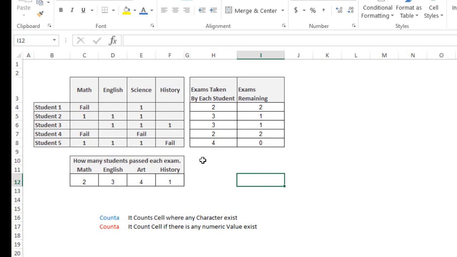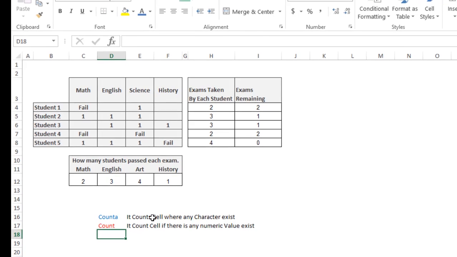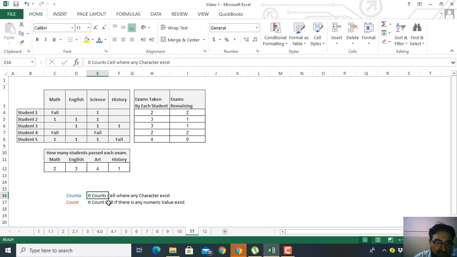So in this sheet number 11, what is important is the COUNTA function and the COUNT function. What does the COUNTA function do? It counts cells where any character exists, and the COUNT function counts cells if there is any numeric value.